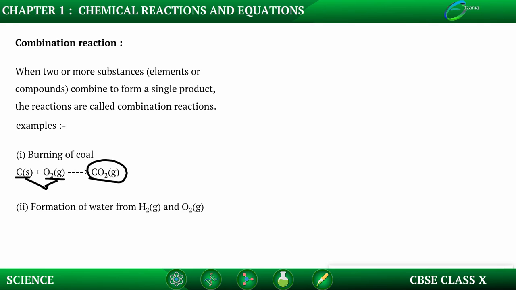Formation of water from hydrogen and oxygen. Hydrogen plus oxygen gives rise to water, that is H2O. This is also an example of combination reaction because two substances or two elements, that is hydrogen and oxygen, are combined to form a single product, that is water.